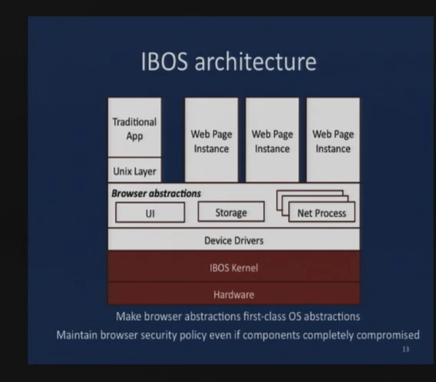The fundamental thing that makes IBOS different is that the IBOS kernel knows about browser-level abstractions. So something like a tab, an HTTP request, a cookie, these are all first-class abstractions in our browser operating system. And by doing this, we can make things much, much simpler. Our goal is, even if, for example, your network process or your network driver has been completely compromised, you should still be able to visit Facebook and do so without risking the confidentiality and integrity of your session.